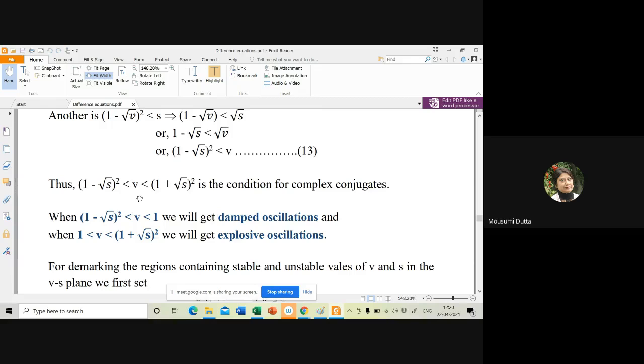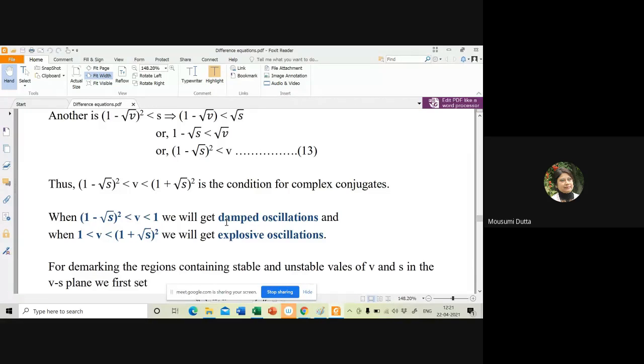Then I am bringing 1 in between. So I am making it 1 minus root s whole square less than v less than 1 less than 1 plus root s whole square. This value, 1 plus root s whole square, is greater than 1, that we are understanding, isn't it? Yes. So please check from this whether we can write, please write down.